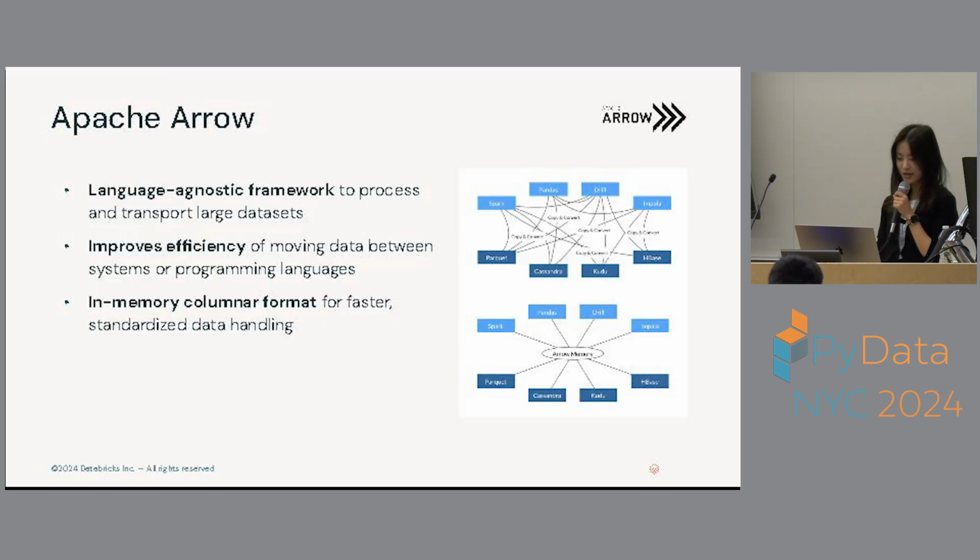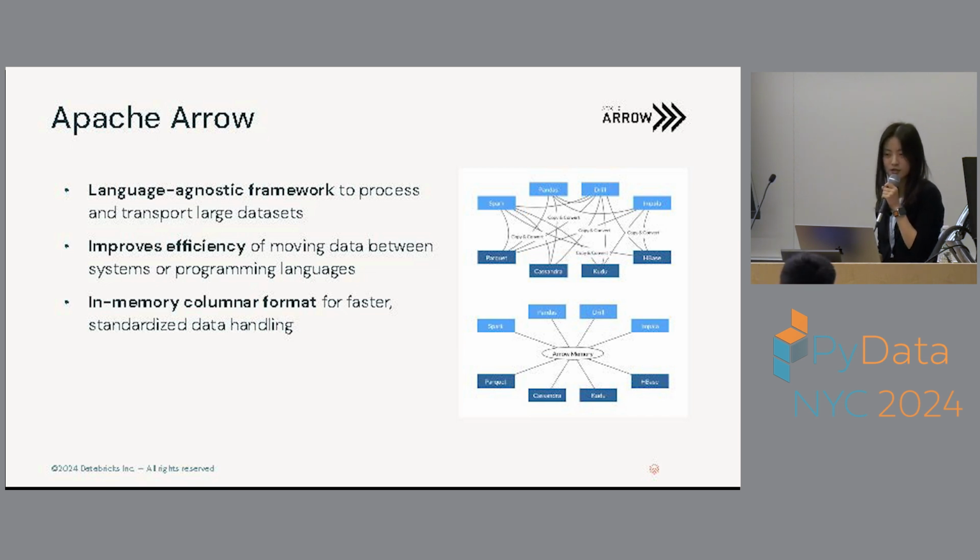Okay. So let's begin with a brief overview of Apache Arrow and PySpark. So what is Apache Arrow? Here are some common definitions that you can find online. Apache Arrow is a language-agnostic framework to process and transport large datasets. It is designed to improve efficiency of moving data between systems and programming languages. And it is known for the in-memory columnar format, which allows for faster and standardized representation of structured data.